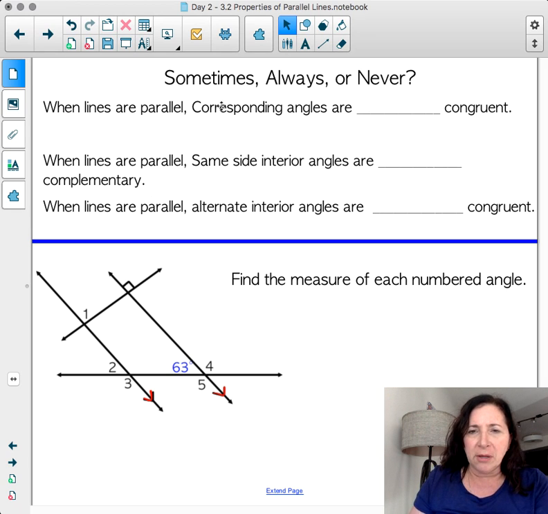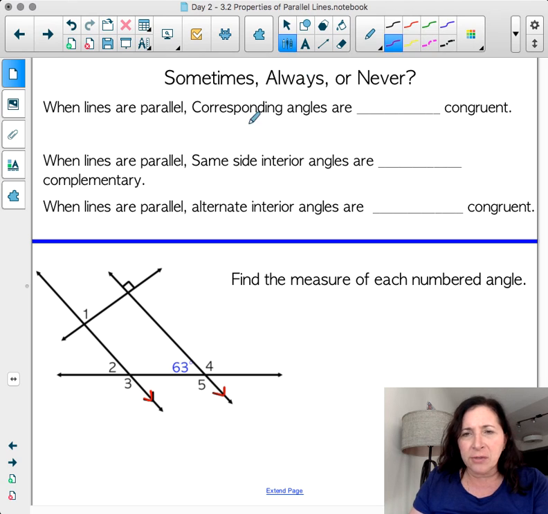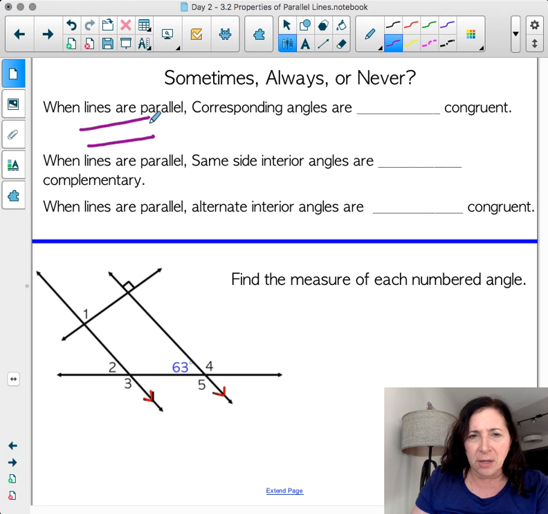When lines are parallel, corresponding angles are sometimes, always, or never congruent. Well, what you're looking at is two lines that are parallel and cut by a transversal. Corresponding angles could be this angle here and this angle here, and those angles are always congruent. So we're going to say always.